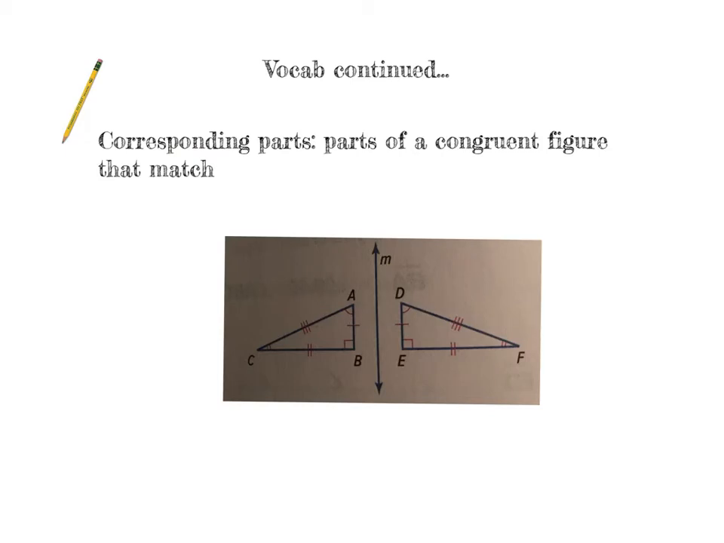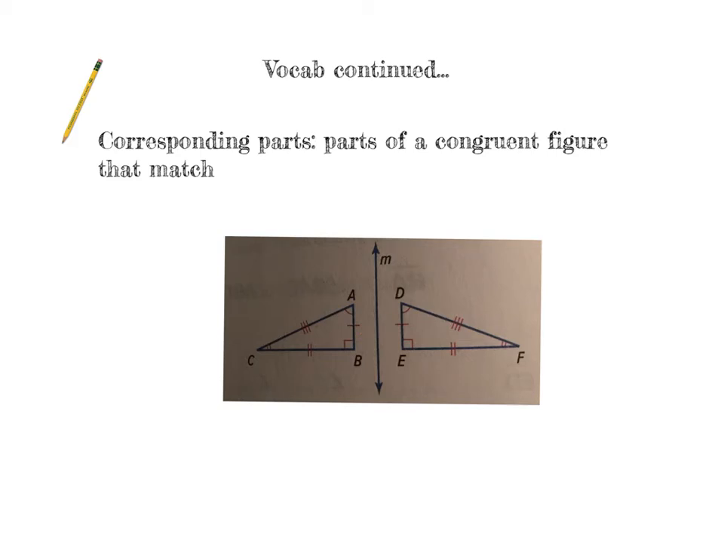Another vocabulary word is corresponding parts, or parts of the congruent figures that match. In this example, you can see that triangle ABC is congruent to DEF. If I flipped this one over onto this triangle, they would match up perfectly. Their angles are all the same and their sides are all the same. They are congruent figures. Corresponding parts are the sides that match up. In this case, side AB matches up directly with side DE.